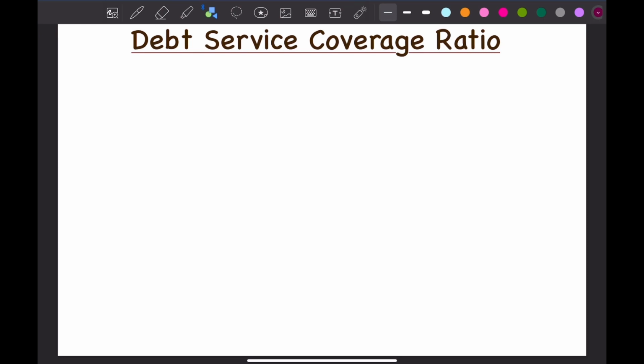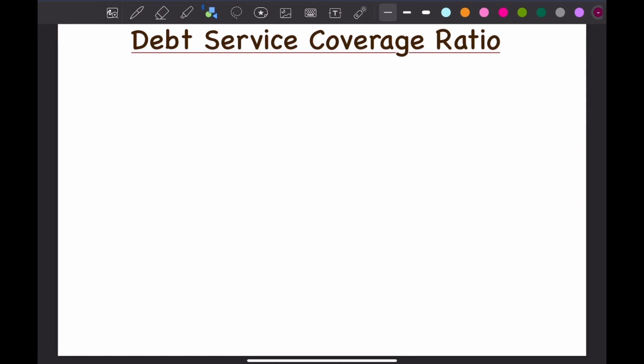Let's get started. Before we dive in, let's establish what DSCR is and understand its significance. Basically, the DSCR, the debt service coverage ratio, forms part of the long-term solvency ratios, and it measures the ability of the firm to meet its various debt services.